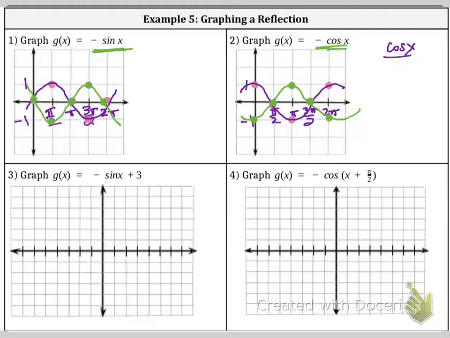So I'll do one example, graph negative sine of x plus 3. So we're just adding the piece of flipping it over. If you need to, you can always draw the parent and then start shifting it. But some of you will be able to see it and graph it immediately. So I'm going to draw my midline at 3. It's going to go up to 4 and down to 2.